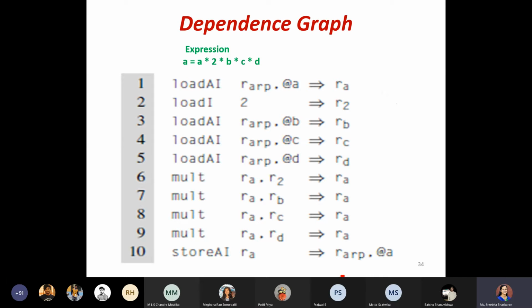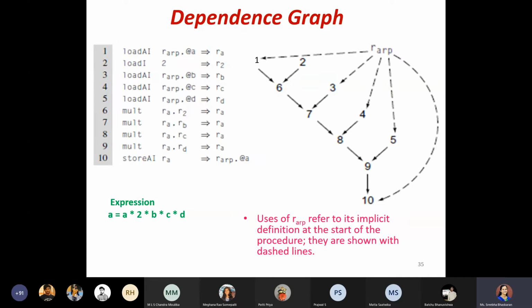Now we have to draw the dependence graph, that is the data dependence graph, for this. So how do we create the nodes? Whenever we say a graph, we know that it consists of nodes and edges. How do we create the nodes and how do we have the edges? That is what we will see here. I'll directly show the graph here for this given example.